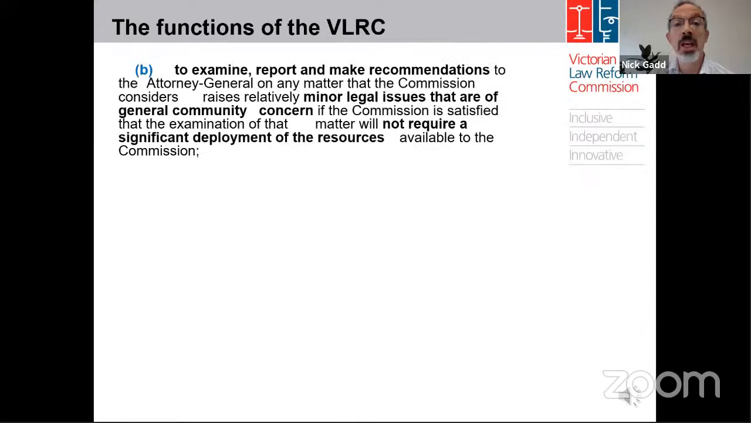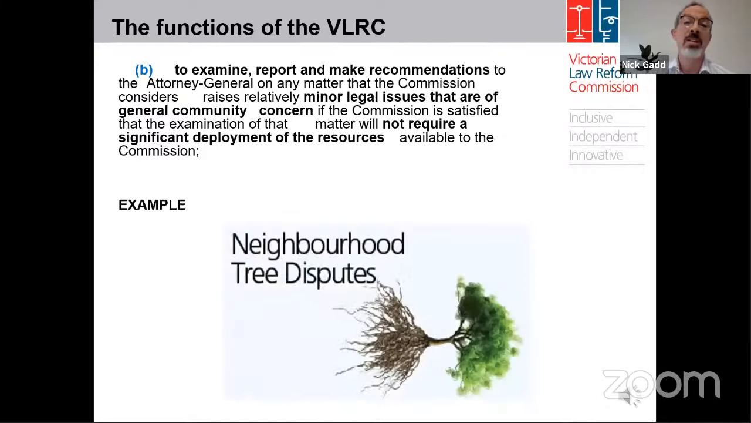Now, subsection B is the community law reform projects. Now, these are a bit different. These are relatively minor legal issues of general community concern. These are the ones that the VLRC can choose for itself. And the law says that we can't do things that are too big. They have to be matters that will not require a significant deployment of the resources available to the Commission.